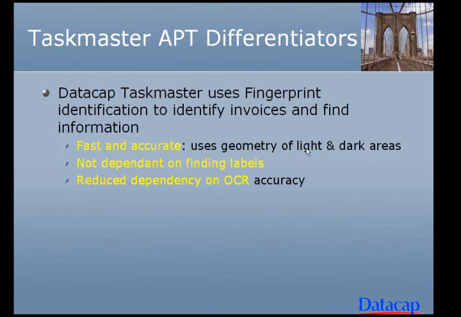It analyzes the geometry of the light and the dark area for part of the invoice, because you don't really have to do it for the whole invoice, just a portion at the top is enough, and then stores that away in a library. Then as new invoices are processed, it compares their fingerprints against the fingerprints in the library. If a match is found, there's other information that's stored with the fingerprint that identifies the fields that need to be extracted and the locations. So with fingerprint technology, we are not dependent upon finding the labels, and we're not dependent upon a high degree of OCR accuracy. That concludes our demonstration of Taskmaster APT.